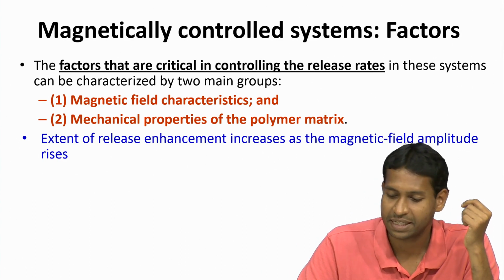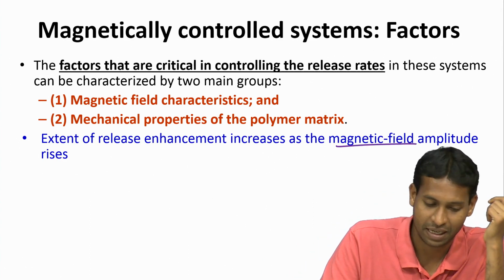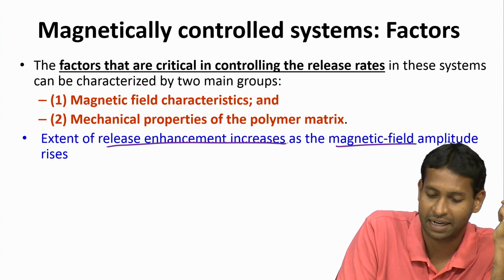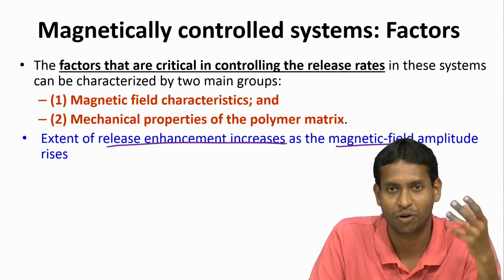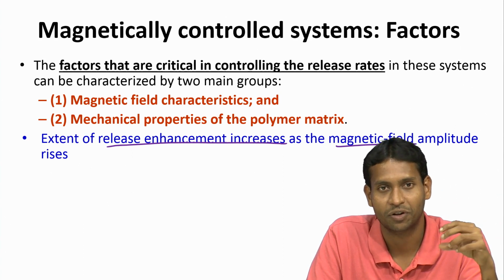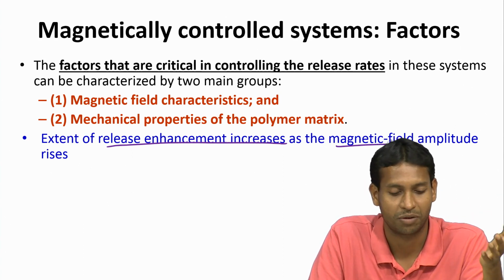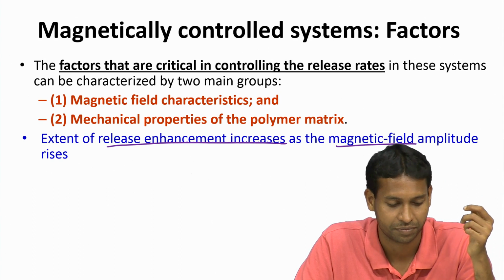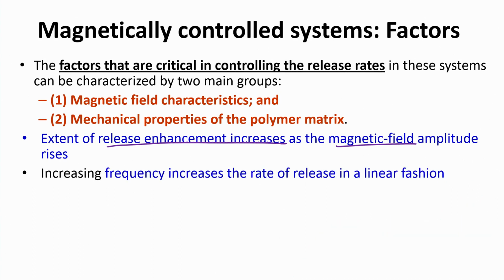So, as you increase the magnetic field, the release is enhanced, and this is fairly obvious. The more magnetic field you apply, the more energy you are imparting to the system, and this is going to cause more release of your drug from the system. If you do more frequencies, as you continue to do it multiple times, you are increasing the release rate in a linear fashion.